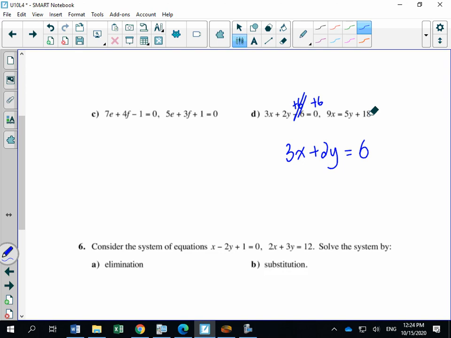I want x and y together. So what am I moving? The easiest way to do this is to bring this 5y over here with the x, right? That would be the easiest. Because if you do that, watch what would happen. If you subtract 5y, your second system is 9x minus 5y is equal to 18. So they want x's, y's, equals, and our numbers lined up.